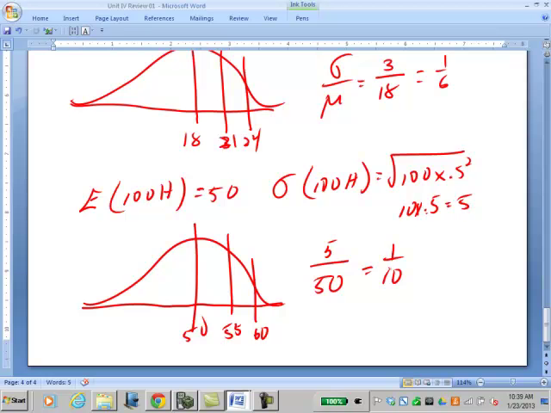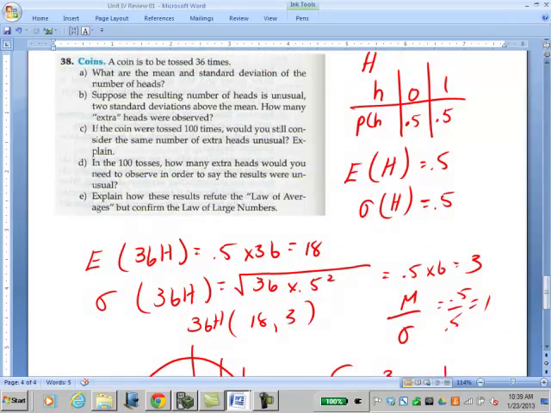So the last question that you have to answer is, explain how these results refute the law of averages. Let's talk about how they confirm the law of large numbers. That's the one I want you to talk about. Let's start out, somebody tell us the law of large numbers. You can look it up in your book, but it's a good thing to know. Can anybody explain it in their own words without looking it up? Because it's really just common sense.